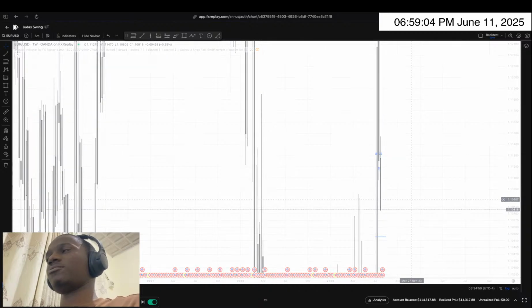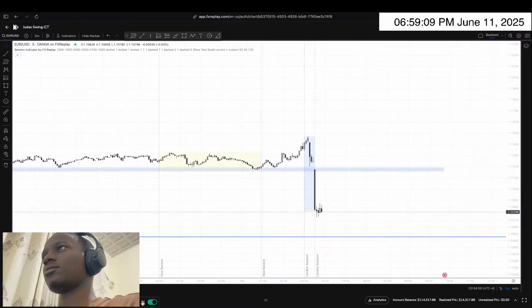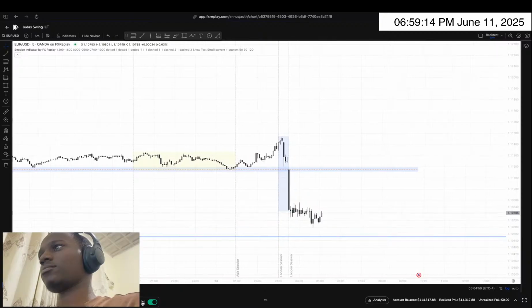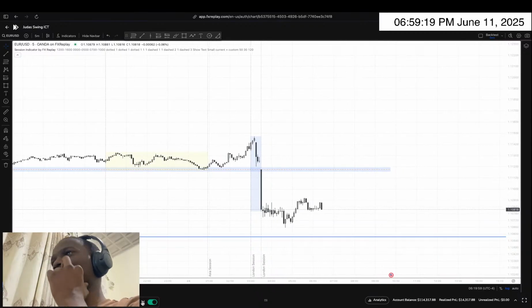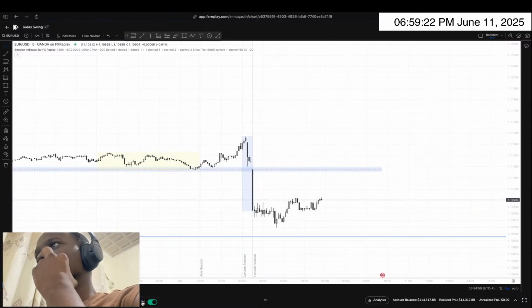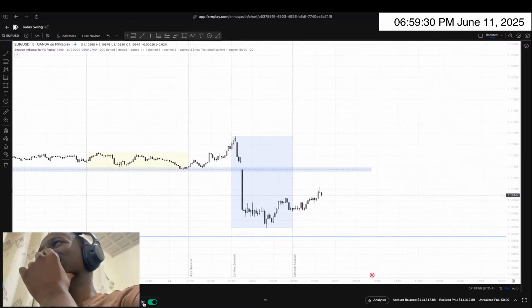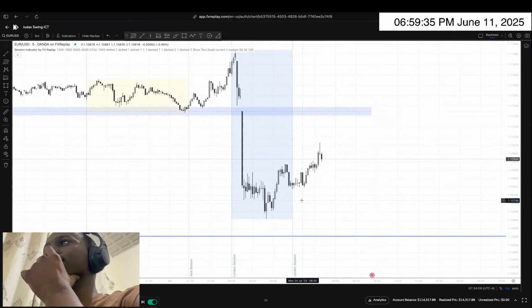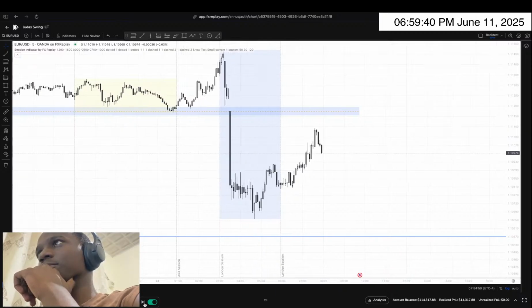Anyways, go back to the 5 minute. Let's see how it behaves. So you can see how London looked like. We dropped really, really crazily. Sorry. So let's see what New York tells us. So we first push higher.